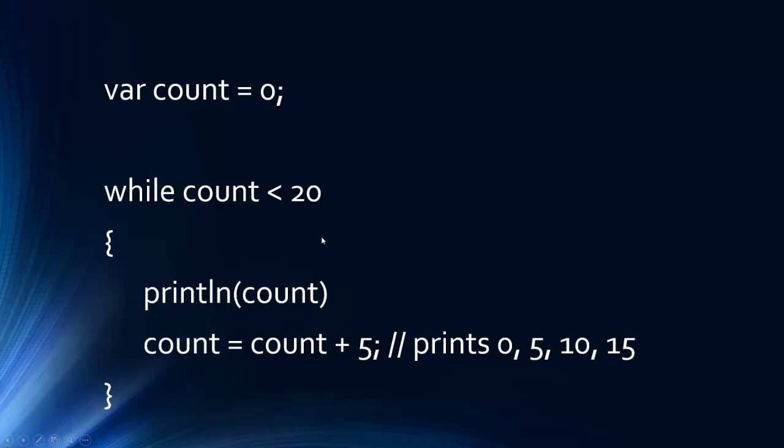It would not print 20, because once count hit 20, and the loop would process, count would no longer be less than 20. It would now be equal to 20. So the loop would then stop, and it would process the next line of code underneath these curly brackets. So the loop only runs as long as the condition is true. Once the condition is false, the loop is stopped, and then we process the rest of the code.